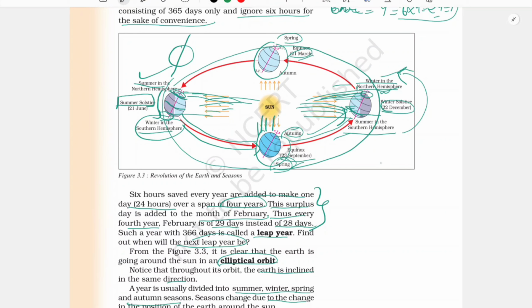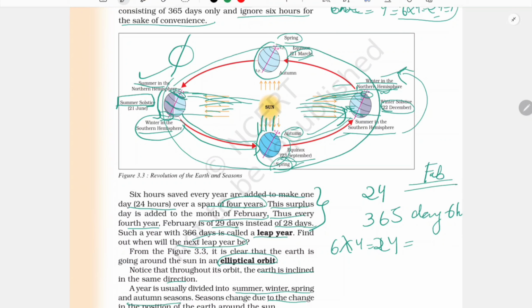So in this chapter, we have learned about rotation, isn't it? One rotation takes how many hours? It takes 24 hours, and one revolution takes 365 days and 6 hours. And after every 4 years, what happens? 6 into 4 becomes 24 hours, which makes one day, isn't it? So that one day is added to our year in the month of February, and that year we call a leap year, isn't it?